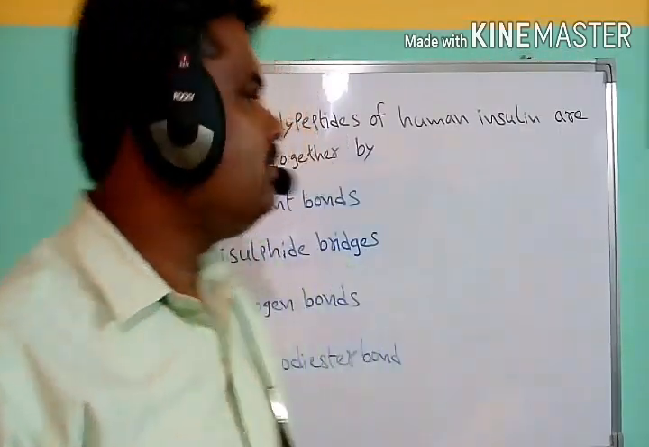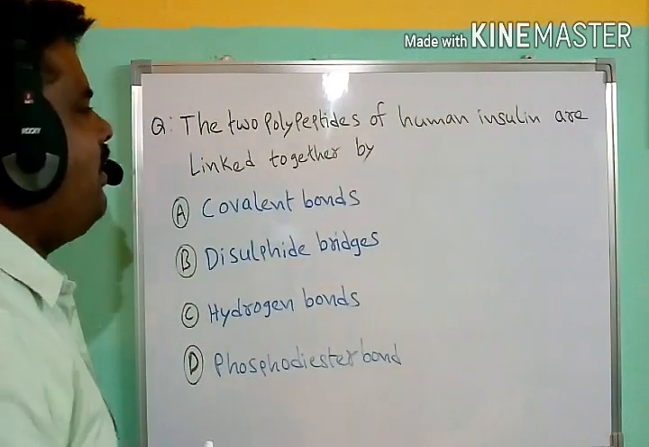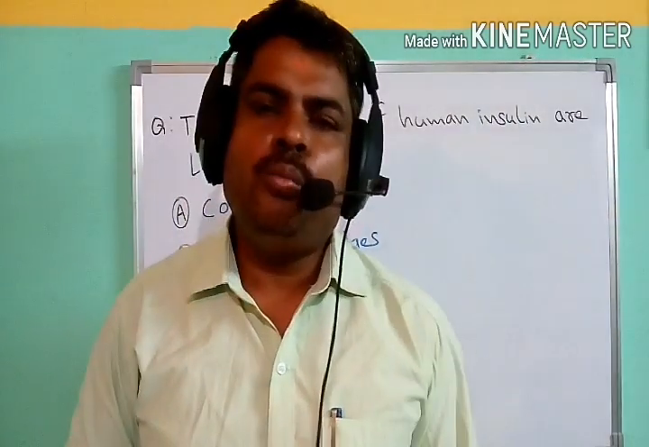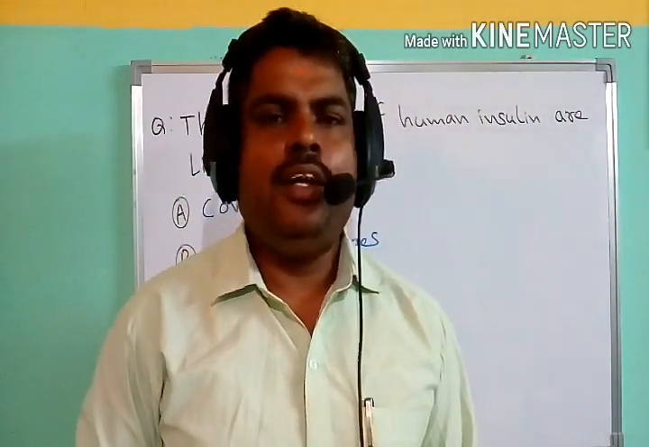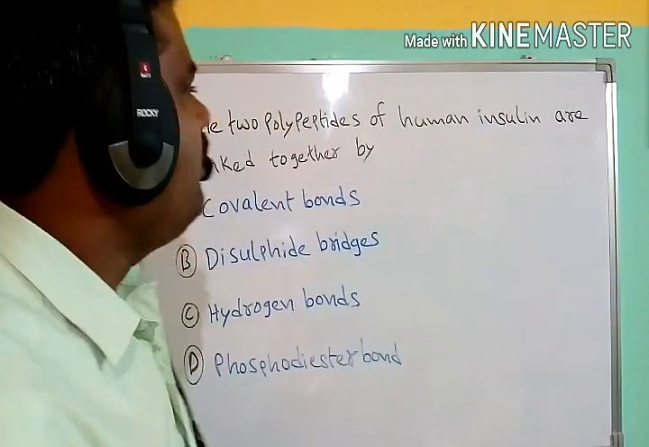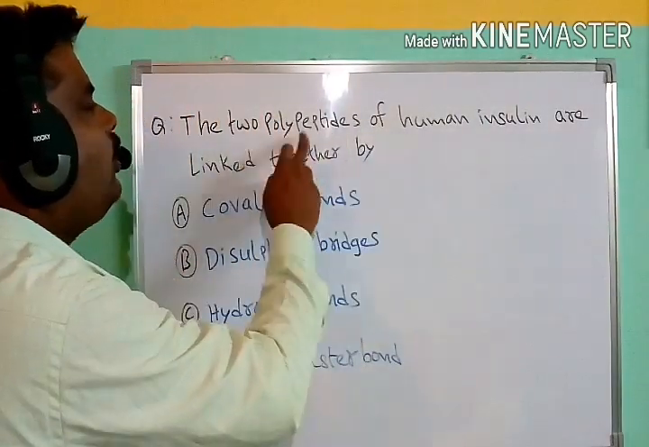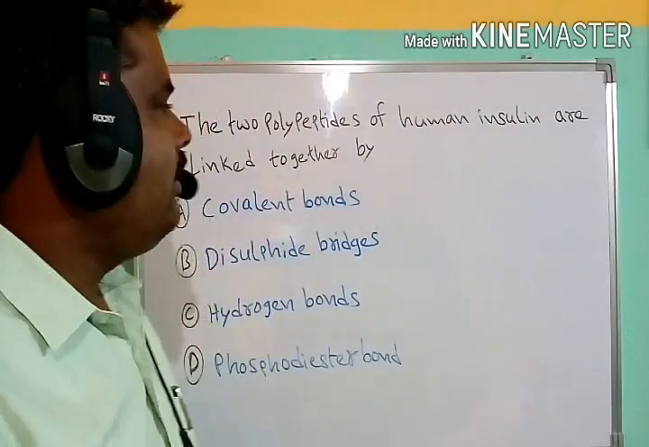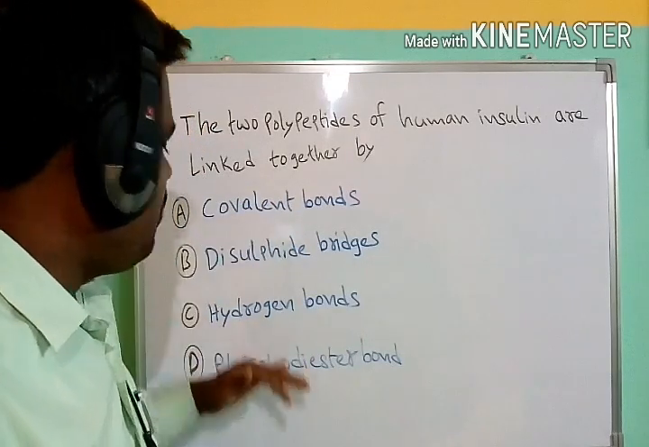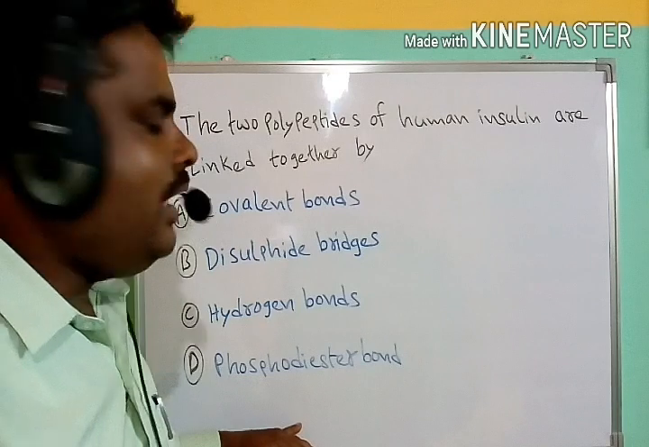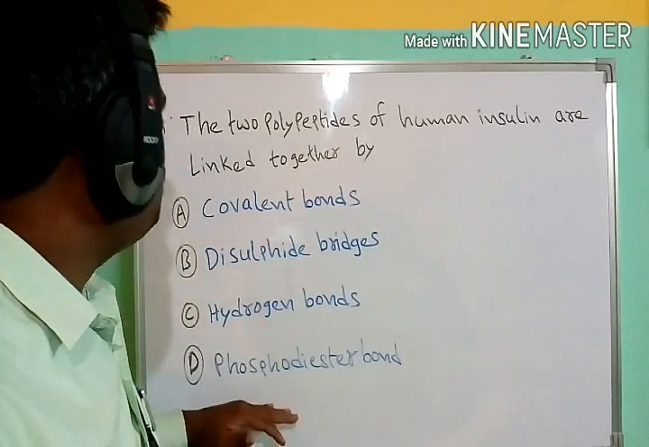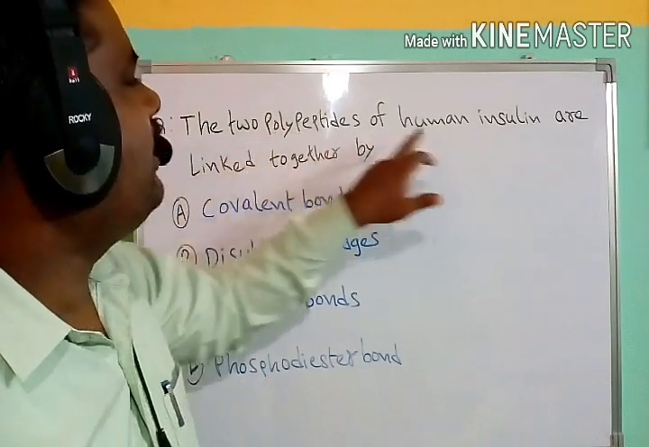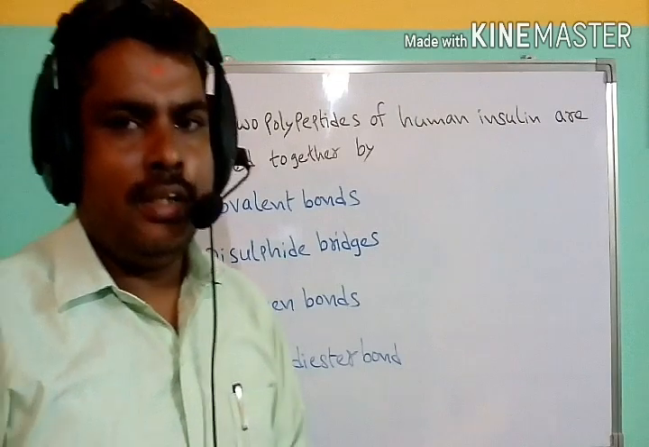Let's come to the question. The two polypeptides of human insulin are linked together by. As we know, human insulin is a peptide hormone. This peptide hormone has two polypeptide chains, and these two polypeptide chains are held by some bonds. Now we will identify which bond is responsible for linking the two polypeptides present in human insulin.